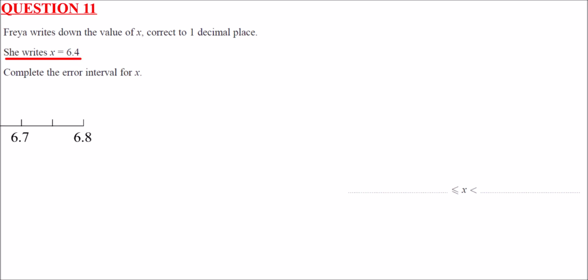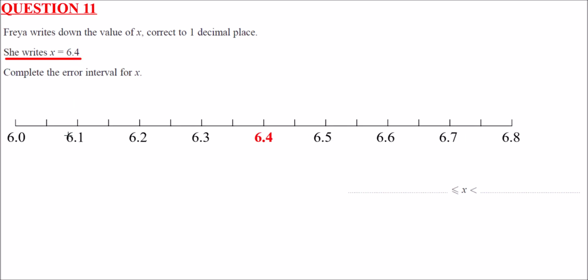So we'd eventually come to a section of a number line like this. 6.0, 6.1, 6.2, and so on, with 6.4 being our value, the original number must have been closer to 6.4 to 1 decimal place before it was rounded. So it's closer to 6.4 than to 6.3 or 6.5.